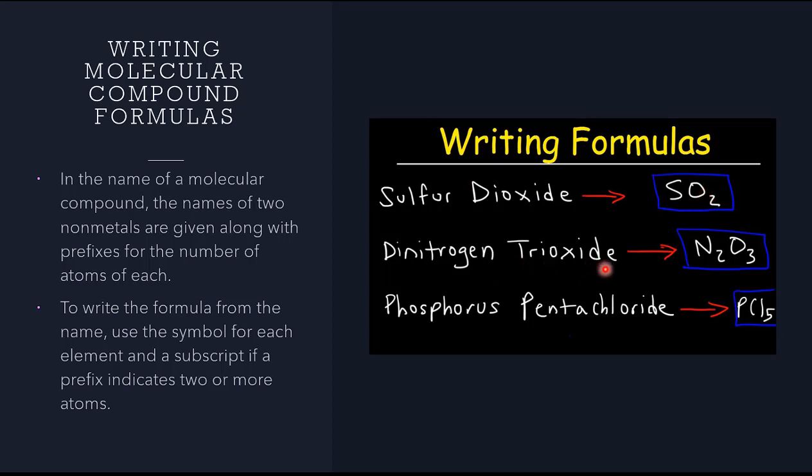Dinitrogen trioxide should be N2 for the dinitrogen, O3 for the trioxide. And then phosphorus pentachloride, P for the phosphorus. There's no mono or di, tri or anything here, so it's just 1. You could have written monophosphorus, but again, we typically don't include the mono. Pentachloride, so 5 chlorines.